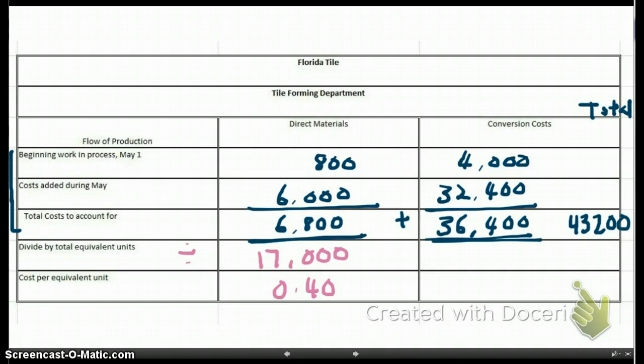Similarly, for conversion costs, we came up with 18,200 to be our equivalent units for conversion costs, and that was again in step 2. You divide your cost to account for conversion costs by that, and you end up with $2 per equivalent unit. Now we've just completed step 3 and 4.